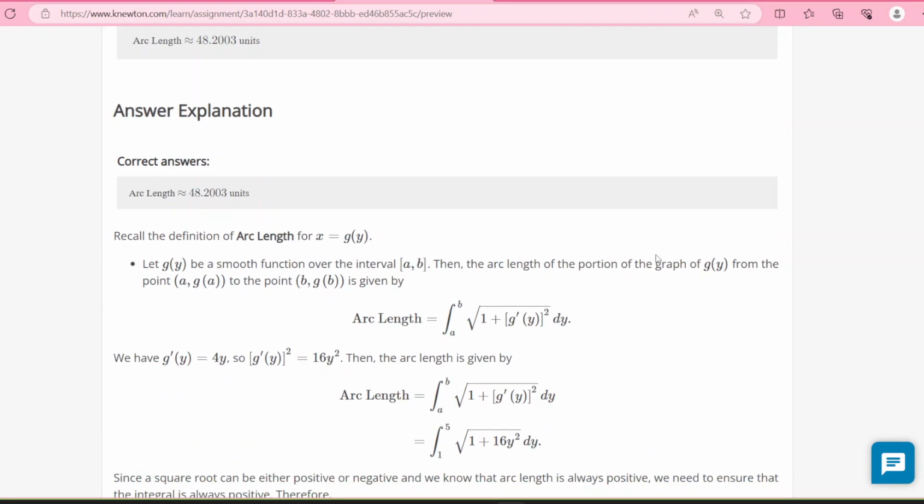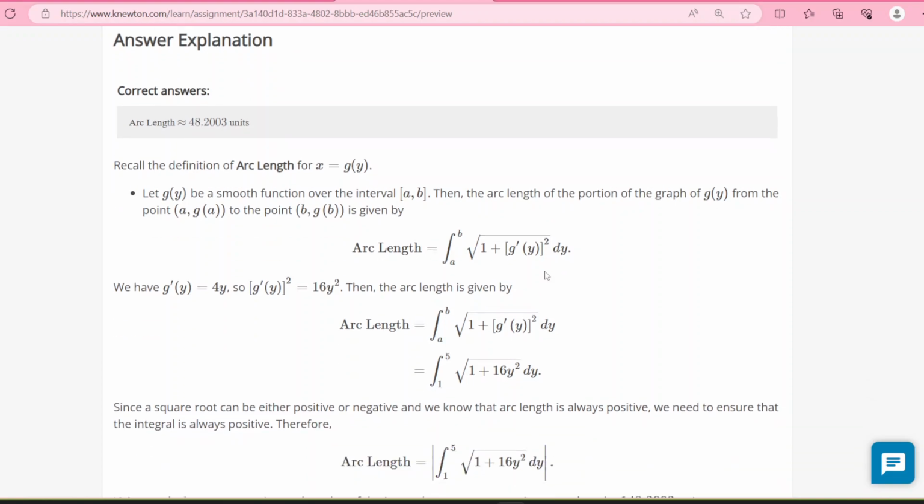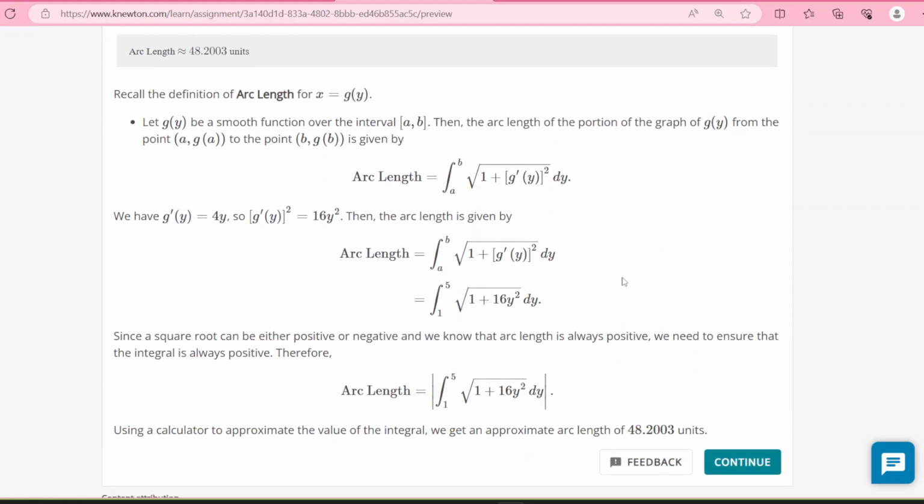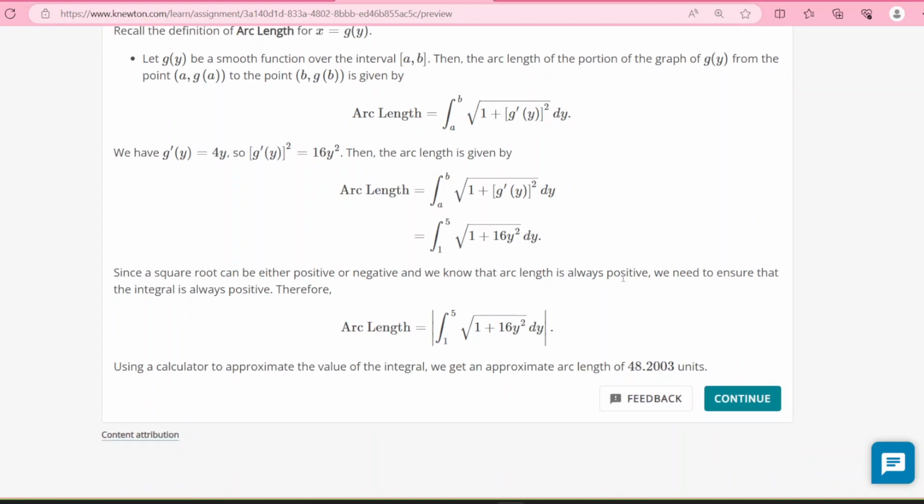So again, after every question, whether you get it right or wrong, there's an answer explanation. Please read through these, whether you get it right or wrong. If you get it right, just skim through it to see if they did anything different, if they did some sort of weird method that you might like better. Of course, if you got it wrong, go through it and try to figure out where you went wrong.